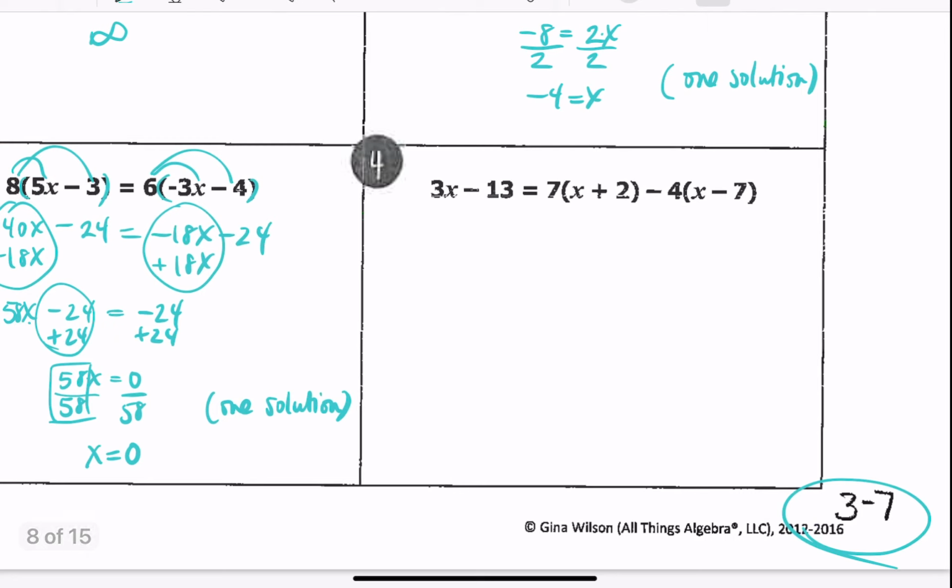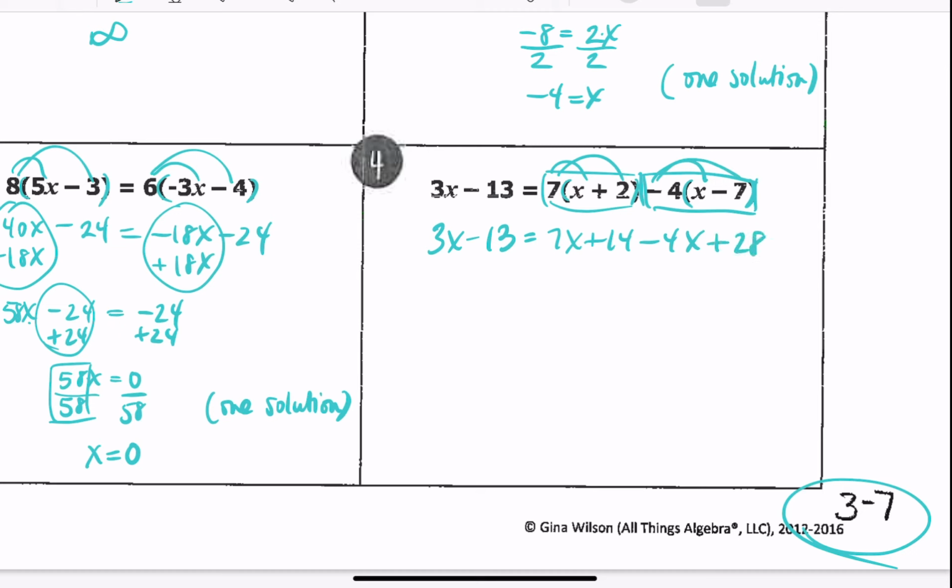Okay, next one. On the left, there's nothing for me to do. I'm just going to bring it down. But on the right, I've got two sets of parentheses. So I'll do the first one and then I'll do the second one. So I get 7x plus 14, and then over here this negative 4 gets multiplied by x, so minus 4x, and then negative 4 times negative 7 is plus 28, so be careful with those minuses.